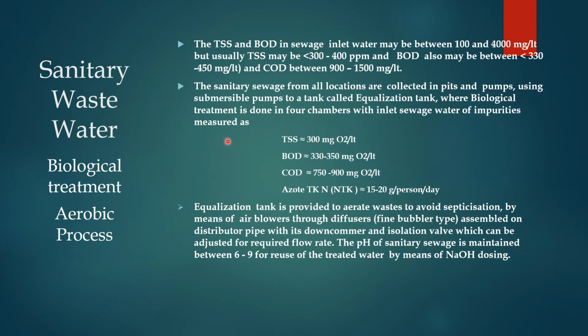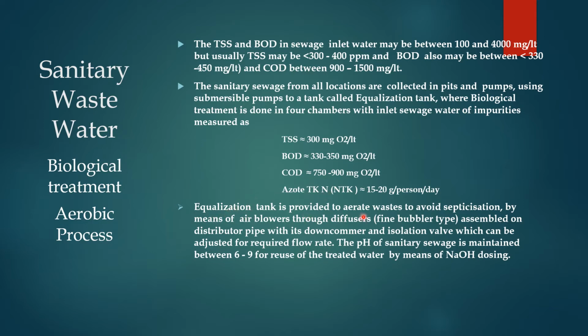The sewage water impurities consist of total suspended solids, which will be around 300 milligram per liter. Biological oxygen demand is 330 to 350 milligram oxygen required per liter, and chemical oxygen demand is around 750 to 900 milligram per liter of oxygen required. Azote, as we have seen, is around 15 to 20 gram per person per day. So these are the impurities present in the sewage inlet water. It is coming to the equalization tank.